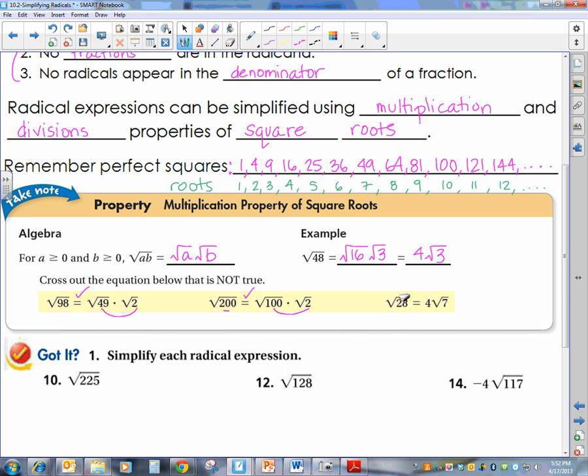Okay, this one is different. So what we're going to try to do is simplify this one to see if we can get it to look like that. So just like we did up there, I know that 28 is 4 times 7. So using my property, I can break that up. And the square root of 4 is 2. Square root of 7, well, that clearly does not equal 4 square roots of 7. So we're supposed to cross out the equation that's not true, and that's the one we're going to cross out.